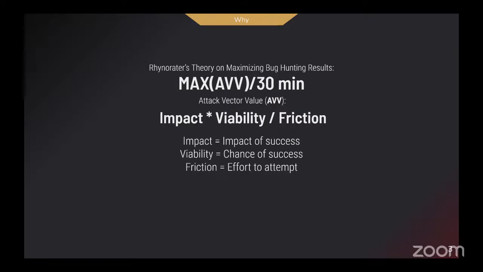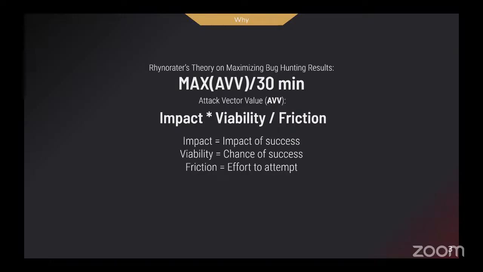So our impact is the impact if the attack vector was going to be successful, right? So it could take over a server or it could leak user information. Those are different impact values. The viability is the chance of success. What is the chance of this actually working? Kind of fuzzy, can't really quantify that. And then divided by the friction. How much effort does it take for us to implement this attack vector technically in our tools, right?